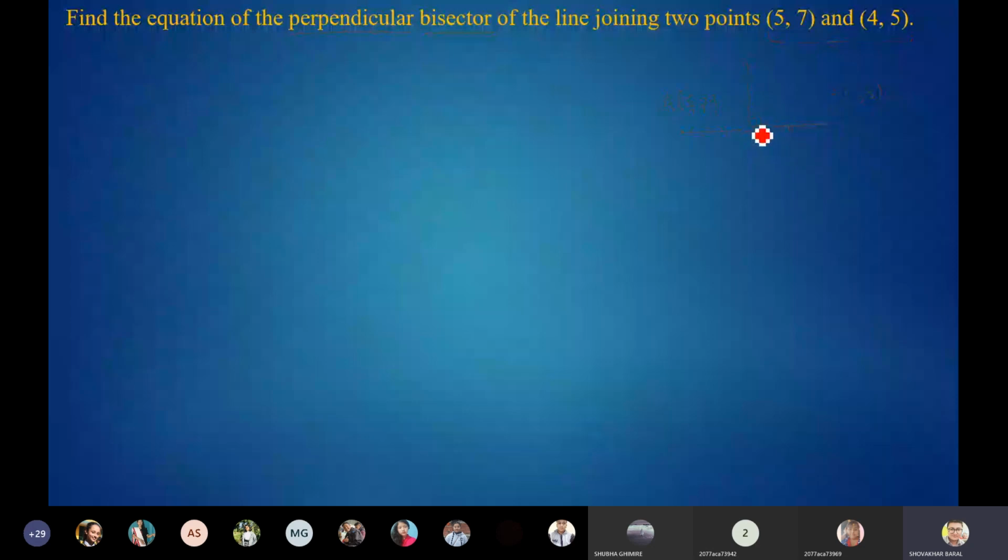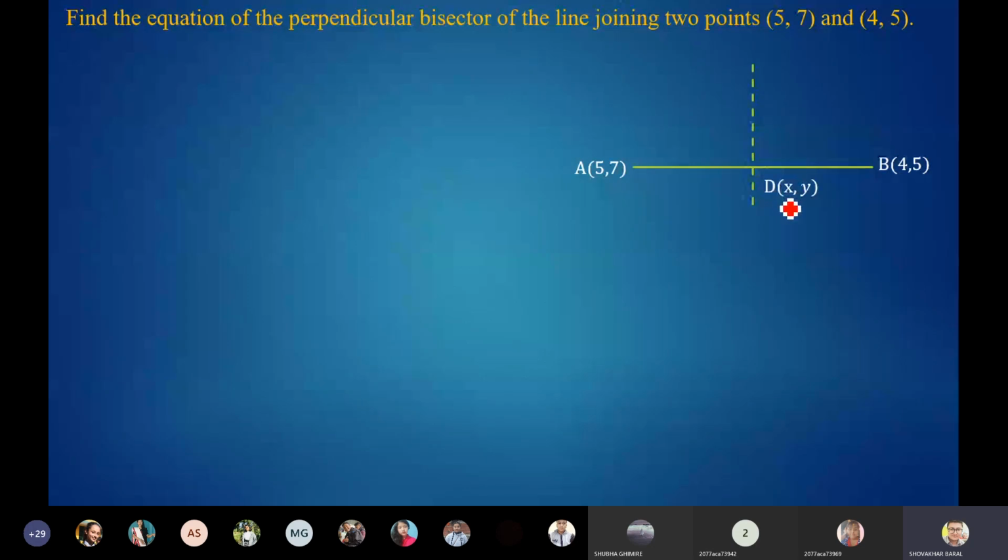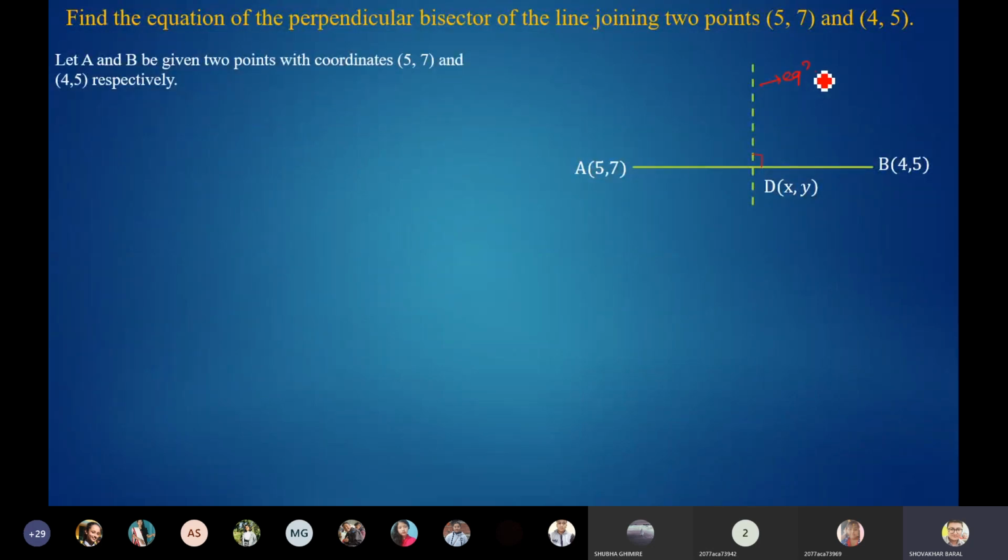Let's see, two things I have. One thing that is perpendicular, and let me suppose this is a line. Draw this figure, please. This is a line segment joining the points A(5, 7) and B(4, 5). And we need to find the equation of this imaginary straight line. Let me suppose the midpoint of this line is M(x, y). We need to find the equation of this particular line.